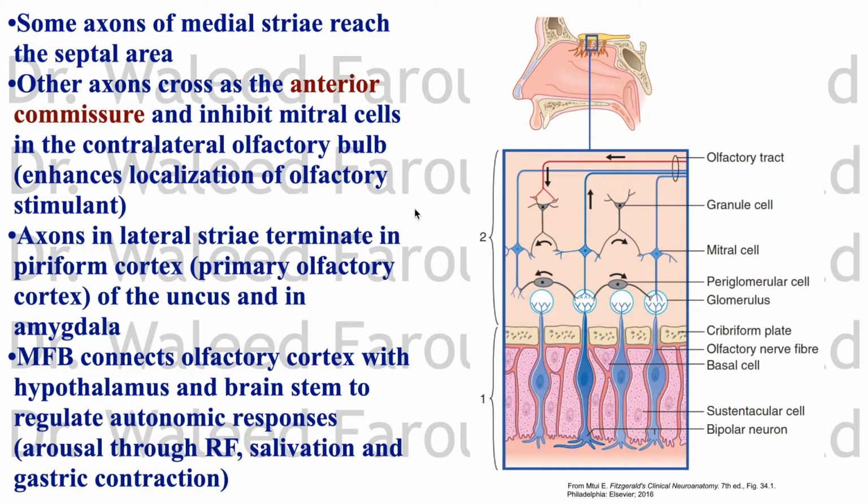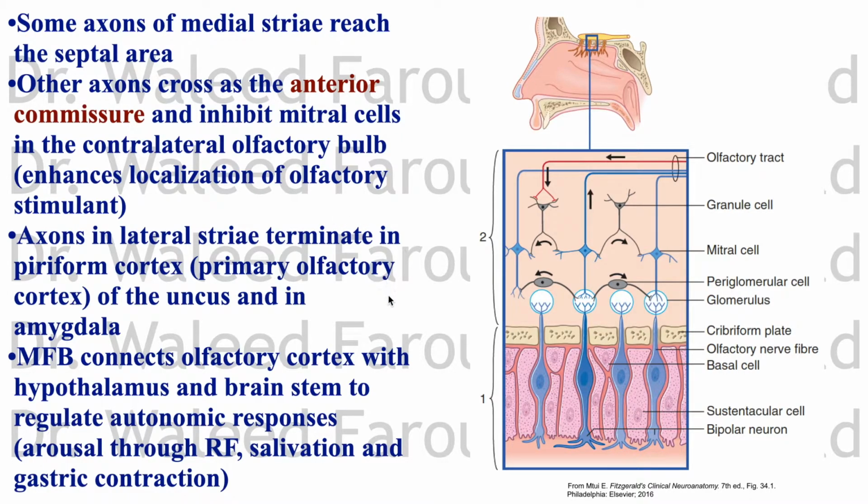As mentioned before, some axons of the medial stria reach the septal area. Other axons cross as the anterior commissure. I'll show you a picture of the anterior commissure. And these function as an inhibition to the contralateral mitral cells to be able to localize the olfactory stimulant.